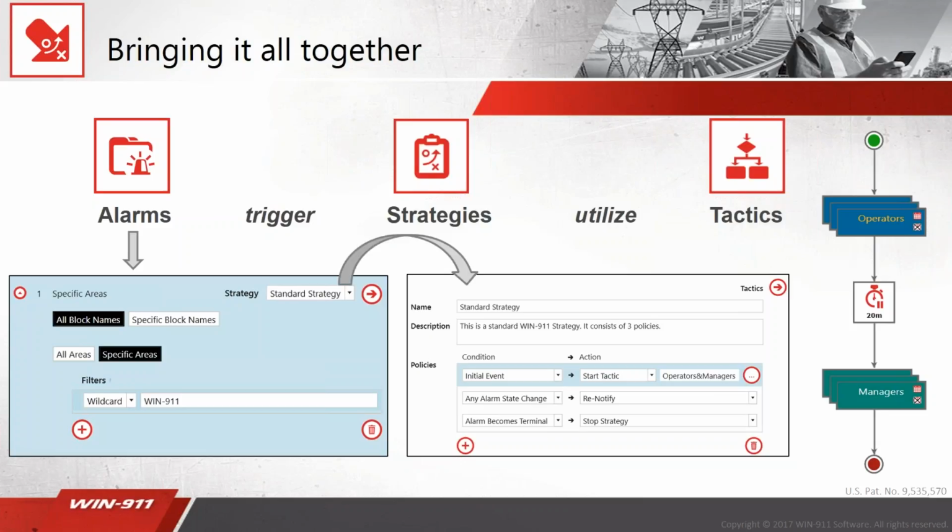So then it gets sent to the strategy where it'll say on this initial event, start a particular tactic called operators and managers. And you can see on the right side I've got a simple tactic over there. So it would start that contact list or that tactic. And then when alarm state changes, it would re-notify those guys. And when it becomes terminal, which means it's acknowledged and inactive, then it would stop notifying. So that's how alarms, tactics, and strategies all tie together to do alarm notification.